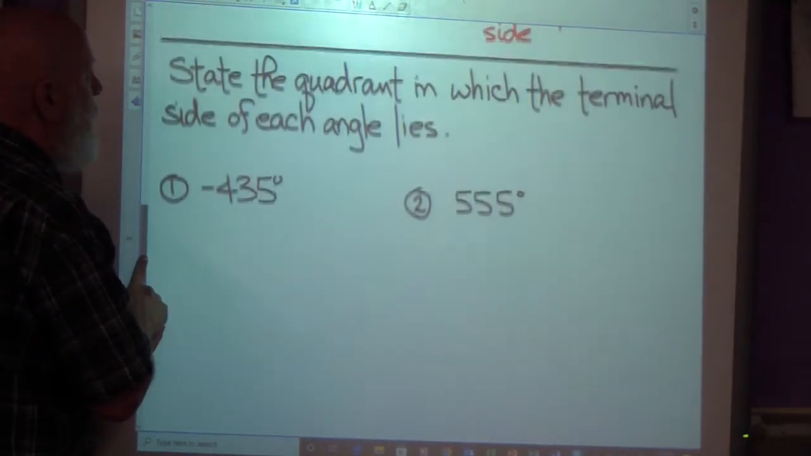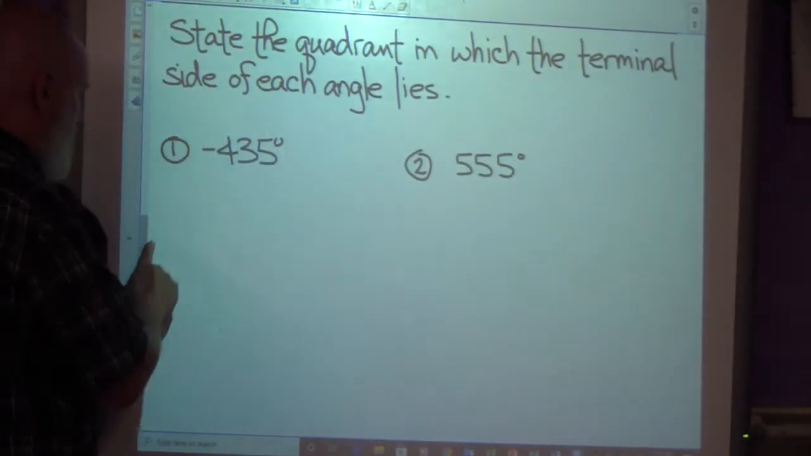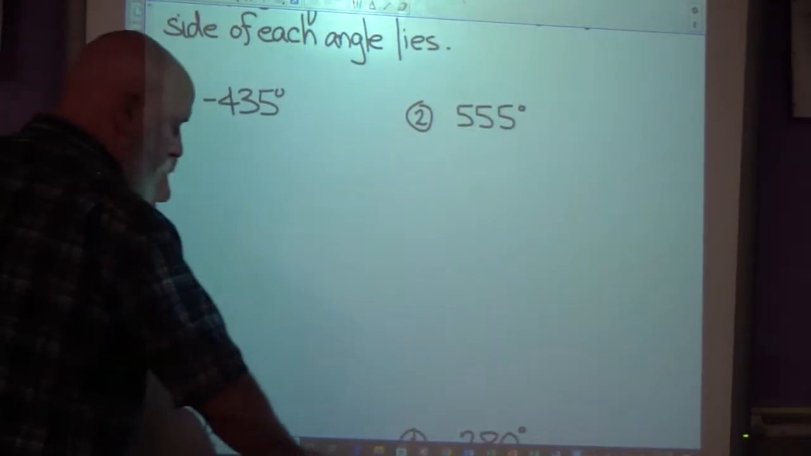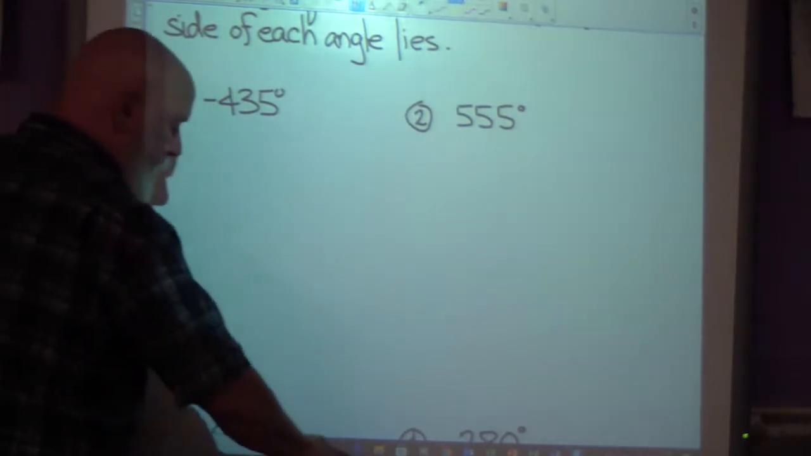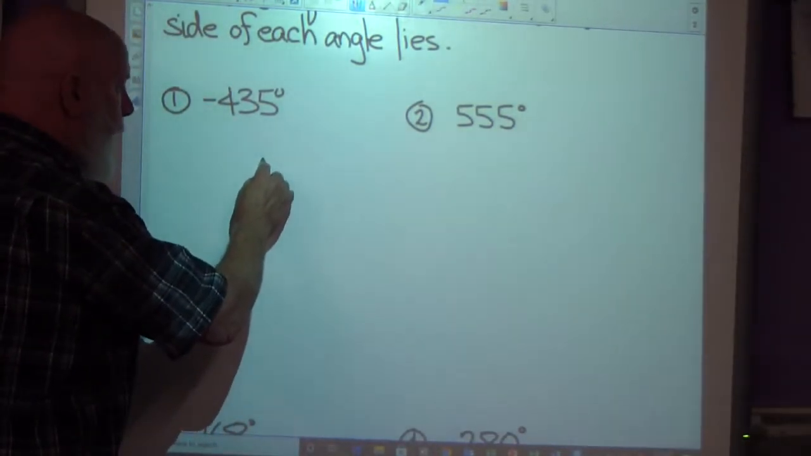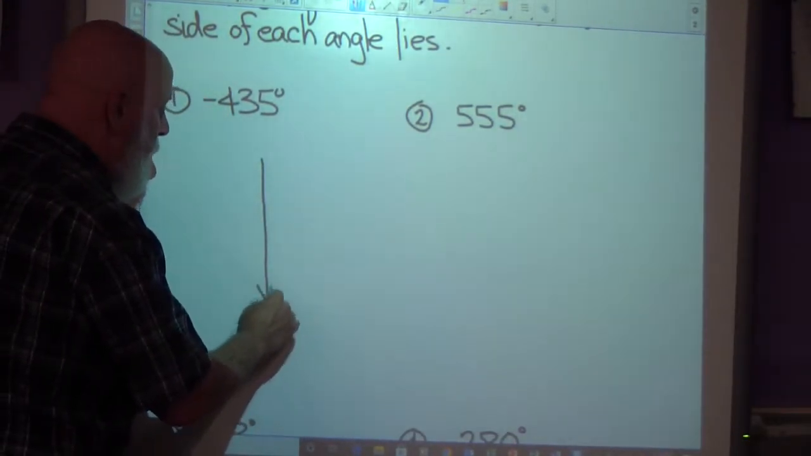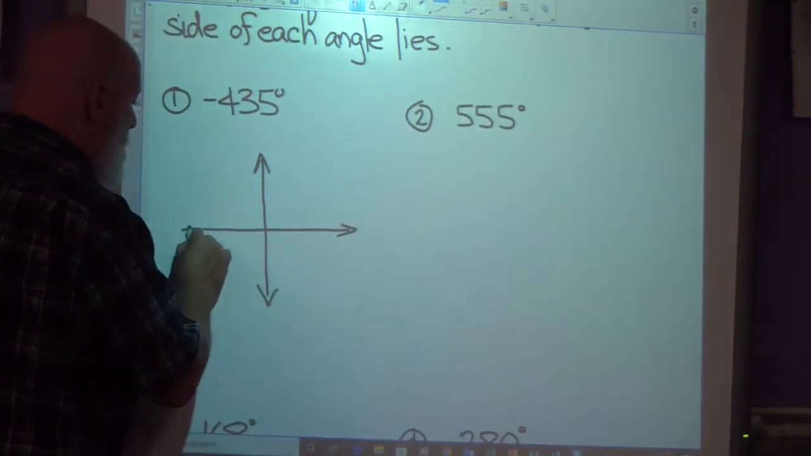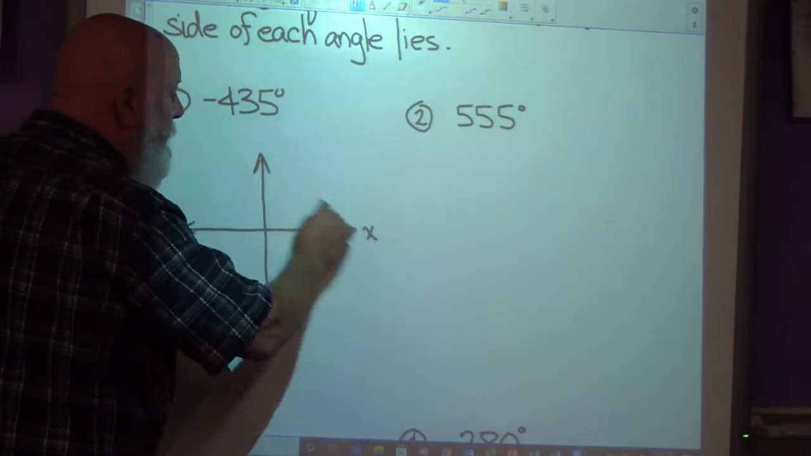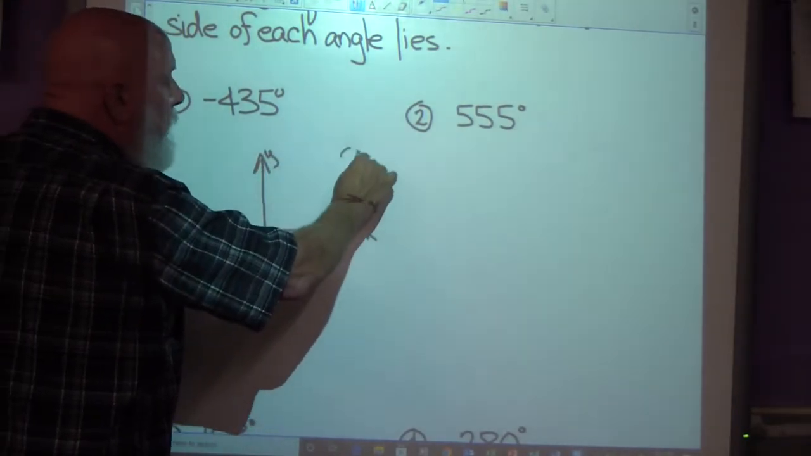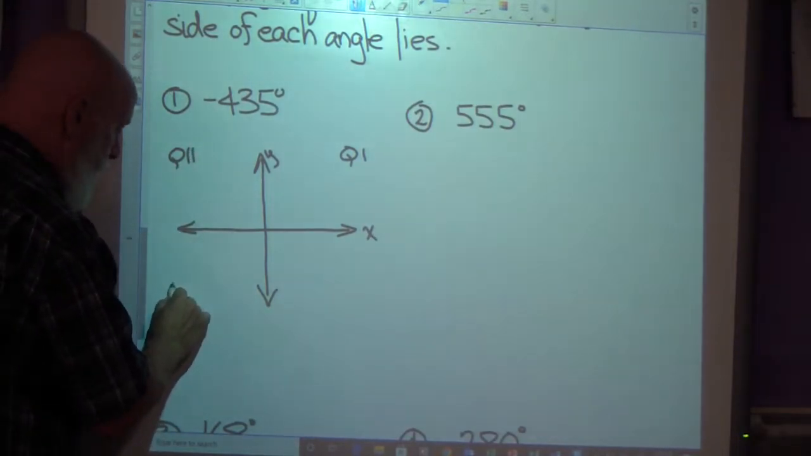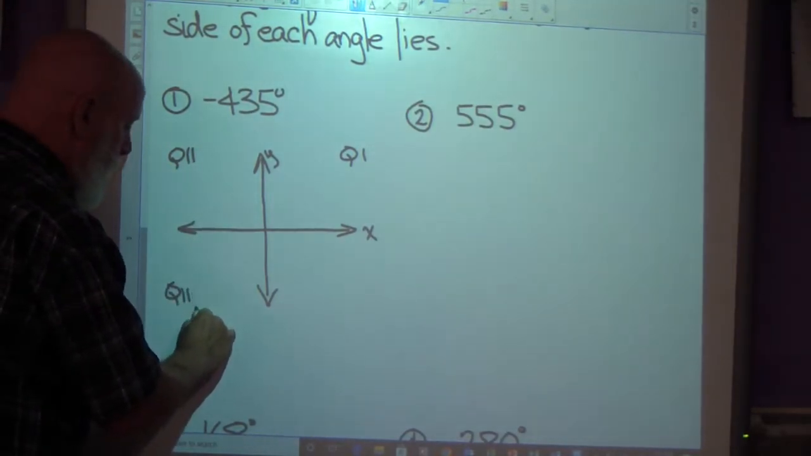So let's take a look at this. State the quadrant in which the terminal side of each angle lies. Well, I'll show you how I would do it. I would draw some axes, just a rough sketch, doesn't have to be real neat. And it's X and Y. This would be quadrant 1, quadrant 2, quadrant 3, quadrant 4.